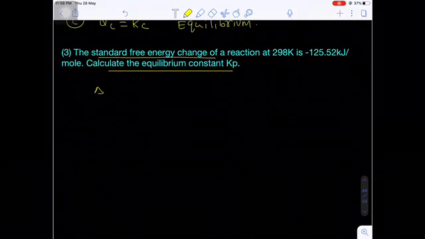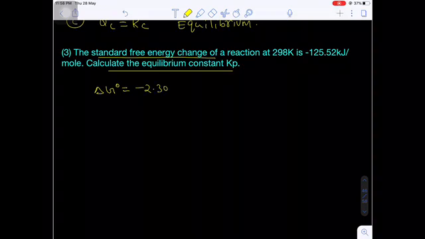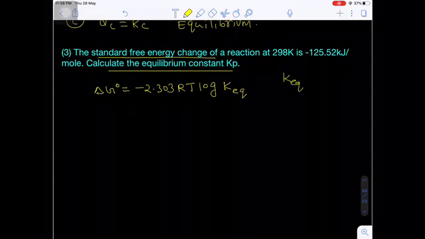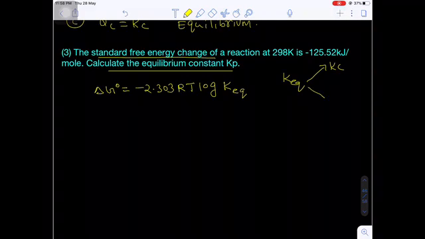What is the relation here? Delta G naught is equal to minus 2.303 R T log of equilibrium constant. Remember, this equilibrium constant may be Kc or Kp, depending upon the question. In the question, what equilibrium constant is asked? Kp is asked. So our equilibrium constant is Kp.